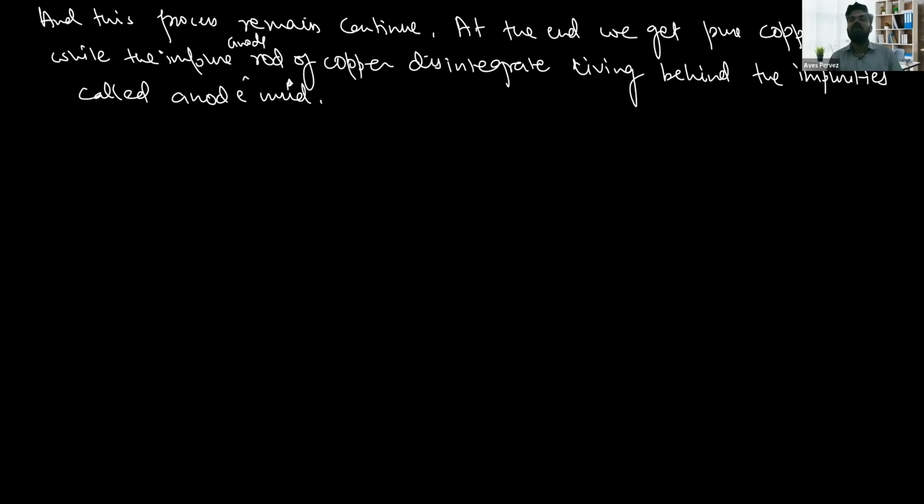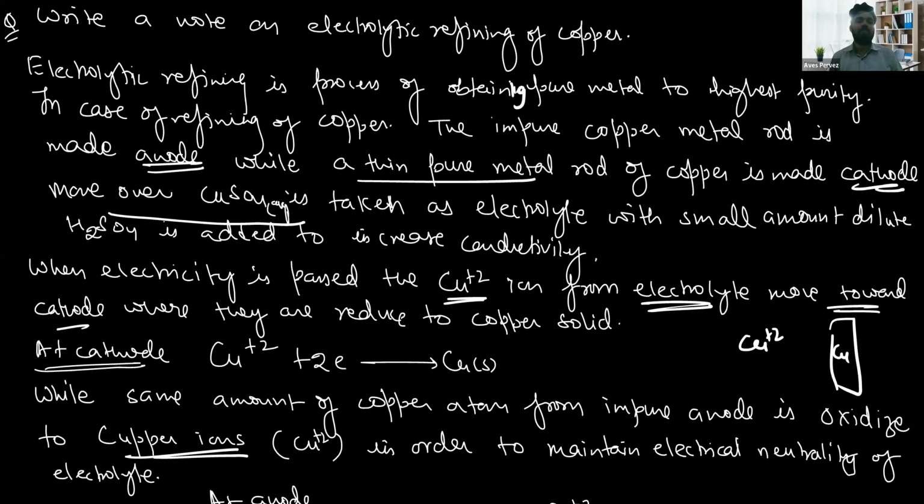At the end, we get pure copper at the cathode, while the impure anode rod of copper disintegrates, leaving behind the impurity. The anode will vanish. So note it down.